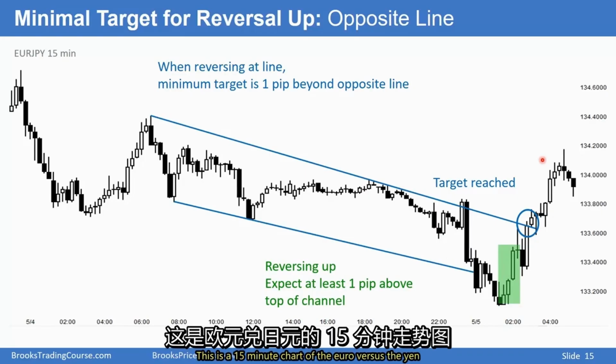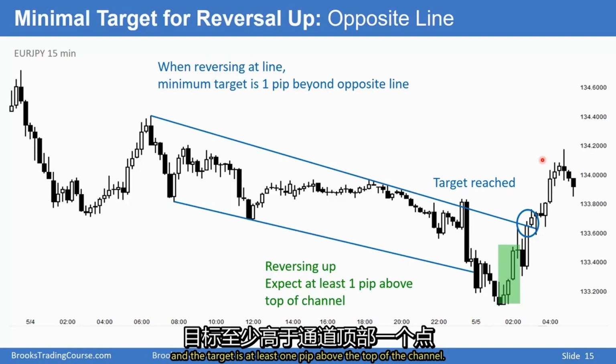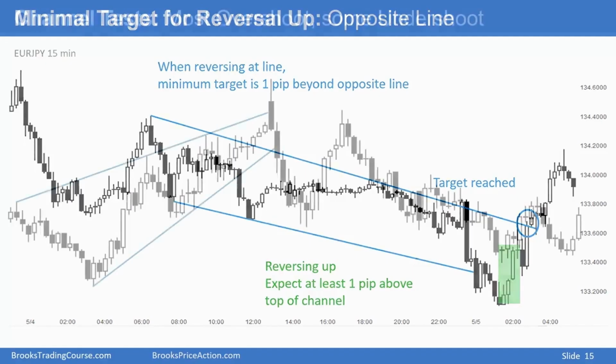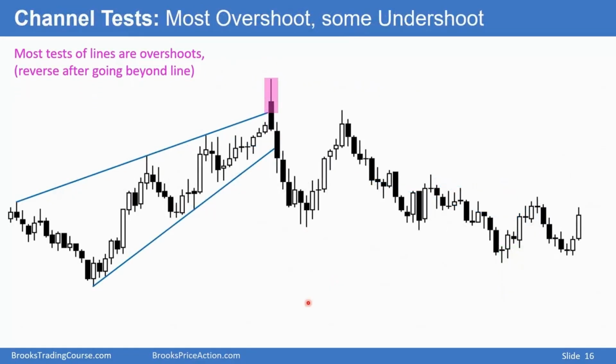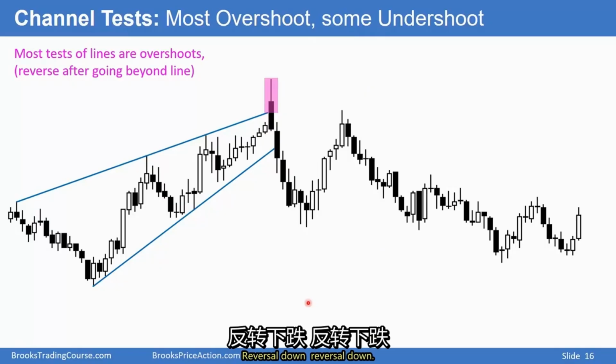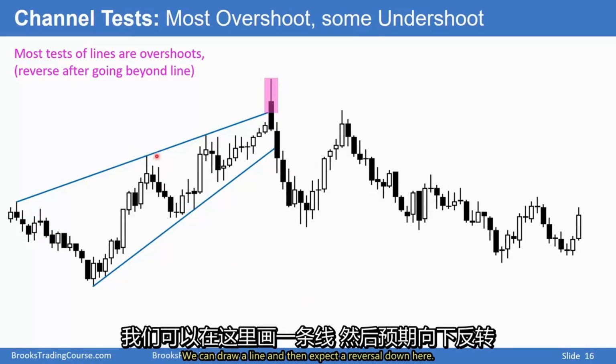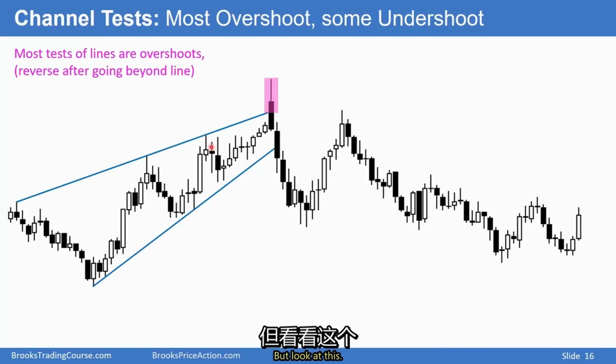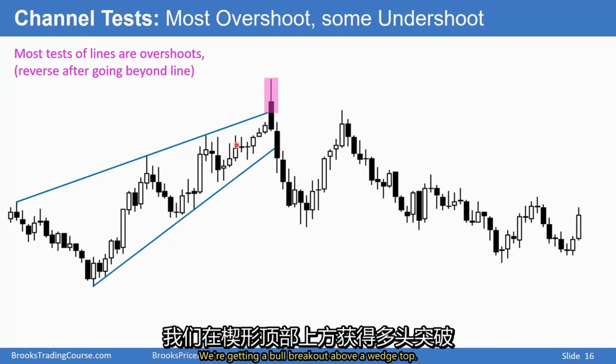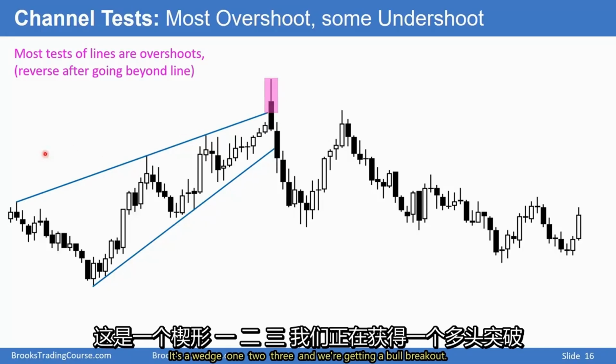This is a 15-minute chart of the euro versus the yen, and the target is at least 1 pip above the top of the channel. Reversal down, we can draw a line, and then expect a reversal down here. But look at this. We're getting a bull breakout above a wedge top. It's a wedge, 1, 2, 3, and we're getting a bull breakout.